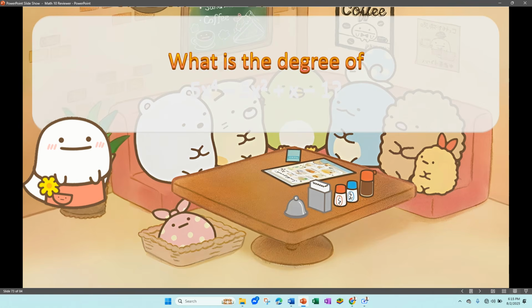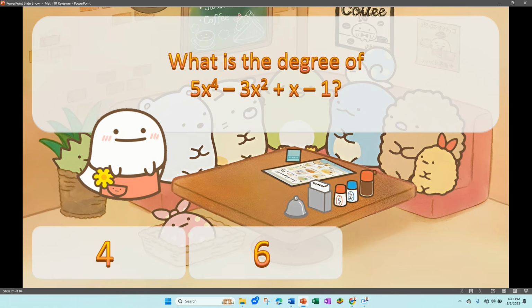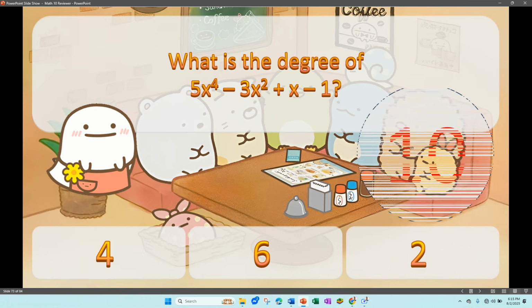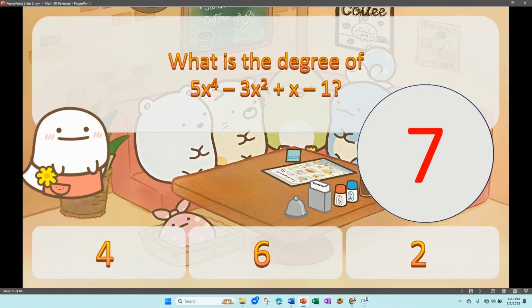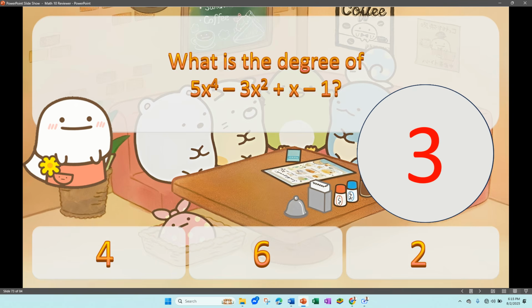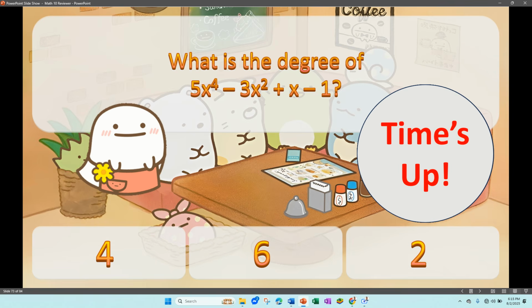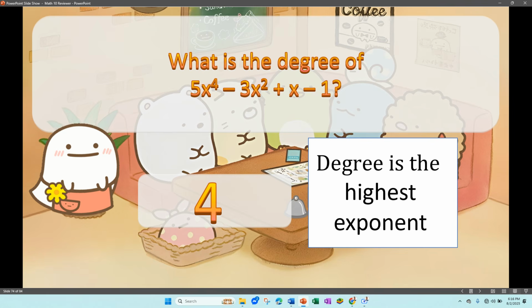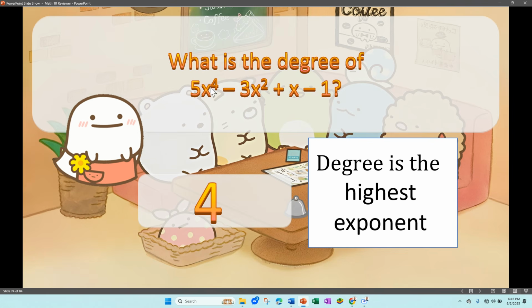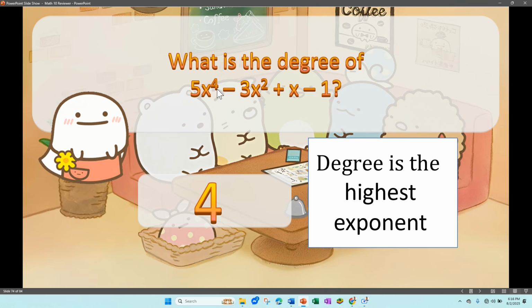What is the degree of this? 4, 6, or 2? 10 seconds, go. So pag sinabi natin degree, that is the highest exponent. Nakita naman natin that the highest exponent is 4, therefore this is the degree.